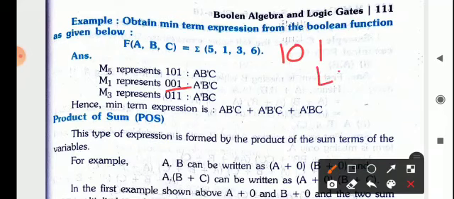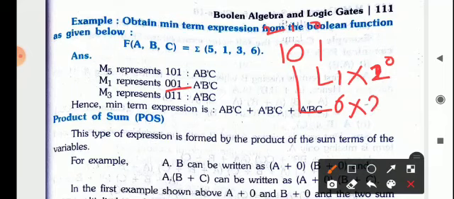Now you convert it. You have to multiply each digit with the base value 2, because the binary base value is 2 to the power of its position value: 0, 1, 2. 2 to the power 0 for the first digit, this 0 will be multiplied with 2 to the power 1, and this 1 will be multiplied with 2 to the power 2. Now solve it: any number to the power 0 is equivalent to 1. So 2 to the power 0 is 1, and 1 into 1 is 1.